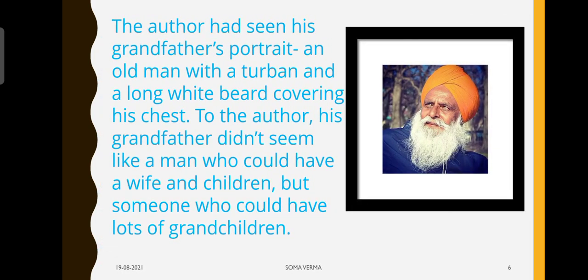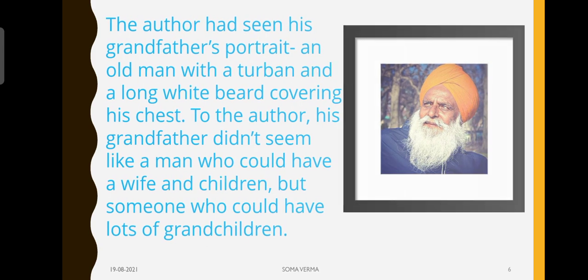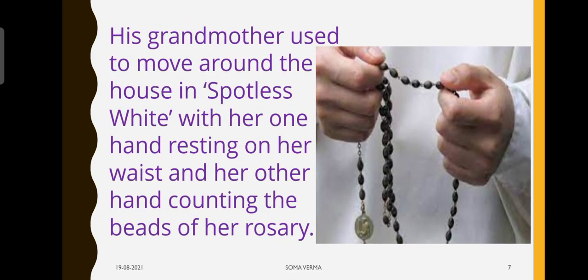Now see, the author had seen his grandfather's portrait, an old man with a turban and a long white beard covering his chest. As you must have understood, Khushwant Singh was Punjabi, so his grandfather must look something like this. This is a picture of an old Punjabi man on the right hand side, with a turban, the pagdi, and a long white beard covering his chest. To the author, his grandfather didn't seem like a man who could have a wife and children, but someone who could have lots of grandchildren. You must be thinking, oh, this is like my grandfather also.